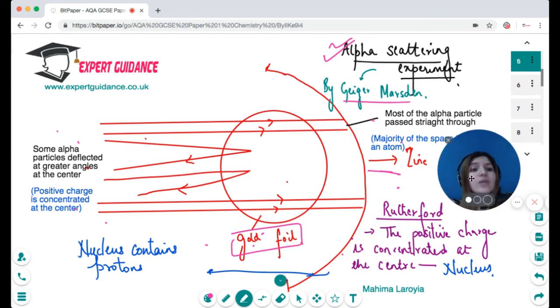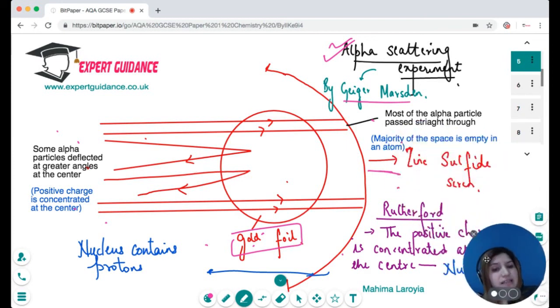Now what does this tell us? It tells us that since most of the alpha particles pass straight through, the majority of the space is empty in the atom, and since there was a greater deflection at the center, there's a positive charge which is concentrated at the center of the atom.